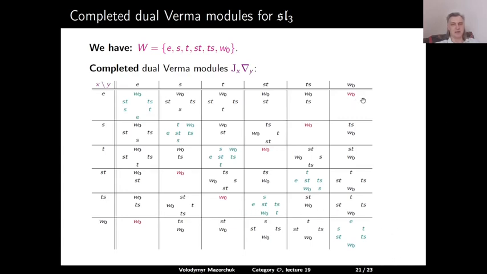And so the module w0 appears here in each row and in each column once. And similarly, in each row and in each column, we have one module whose image in the Grothendieck group is equal to the image of the dominant Verma module. So here is one, here is one, here is one, here is one, here is one, and here is one. So all this can be done explicitly.